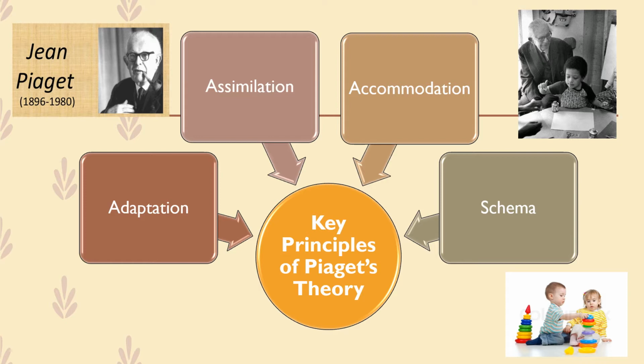Now, before we go into the actual stages of Piaget's theory and what happens at what age group, it's important for us to understand the key principles of Piaget's theory. They are adaptation, assimilation, accommodation, and schema. These are the 4 different principles of Piaget's theory. So if I ever ask you in a SAC to identify the 4 principles of Piaget's theory, you should be able to name these 4 principles.